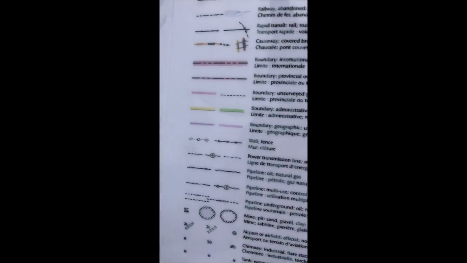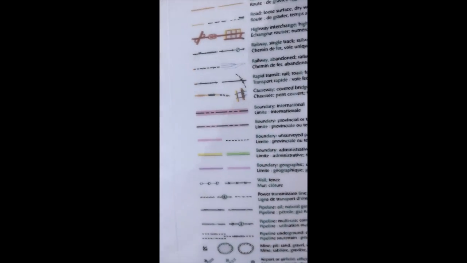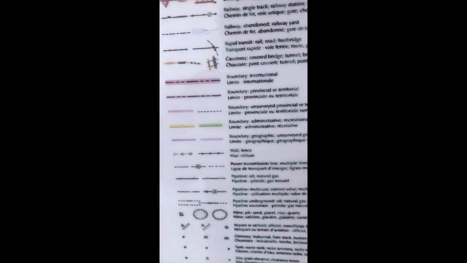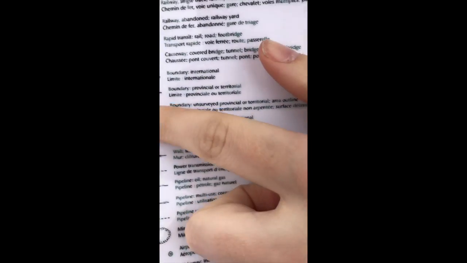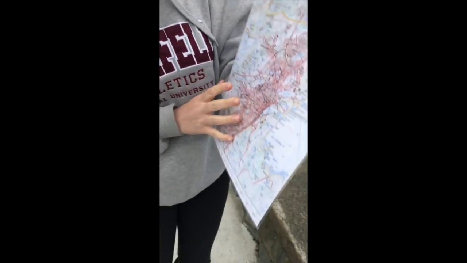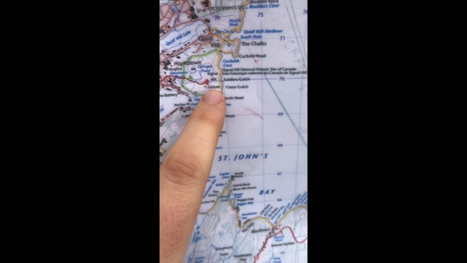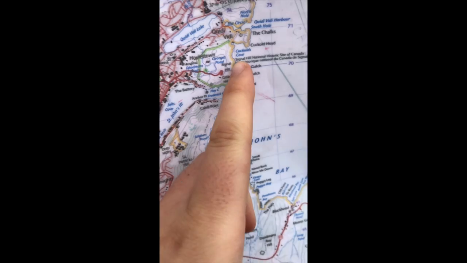Our administrative boundary is this yellow line. So it's a straight line, kind of looks highlighted, and it is an administrative boundary. If you want to turn the map around, we are currently right here. So as you can see, the boundary line is right there. So it's a little bit windy, sorry you couldn't hear very good. Administrative boundary line.